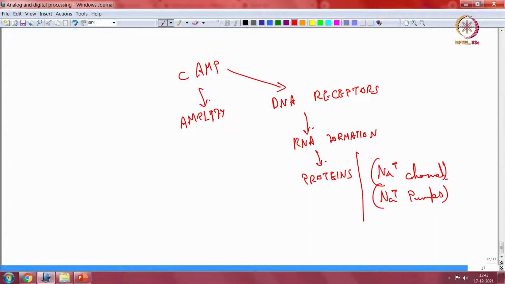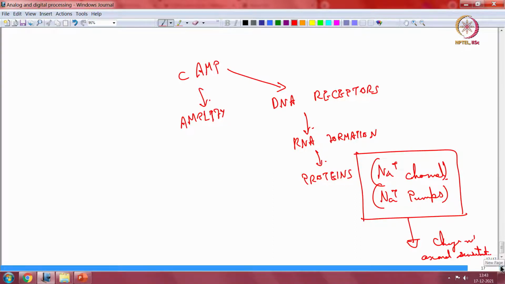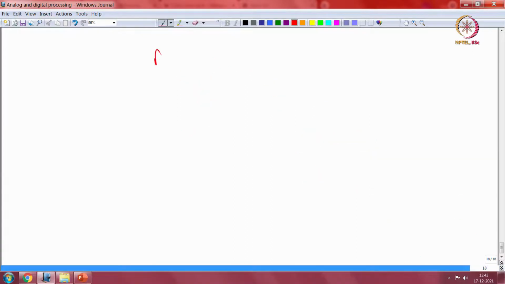So, by this mechanism you can ensure that this in turn causes change in sensitivity. Sorry, not axonal, it is neuronal sensitivity.